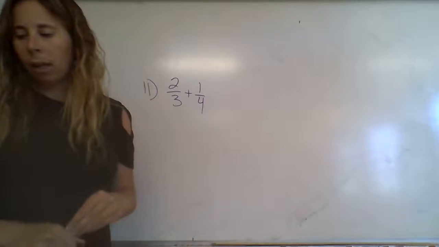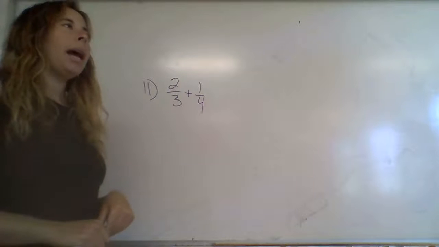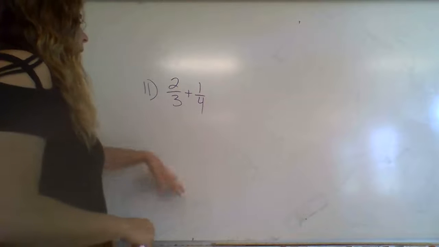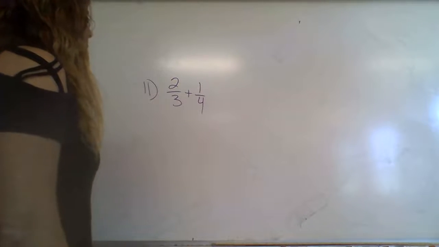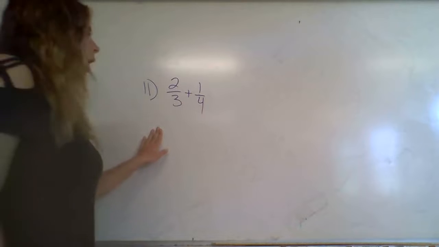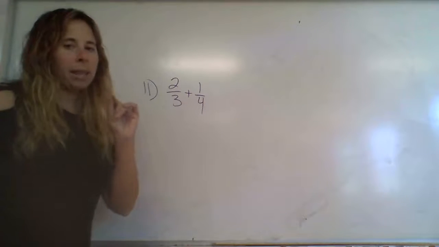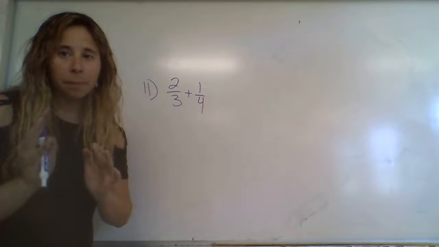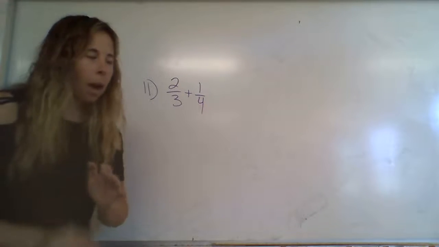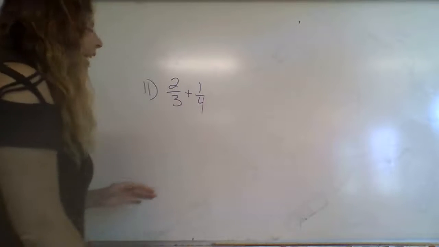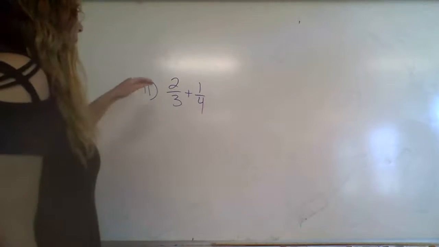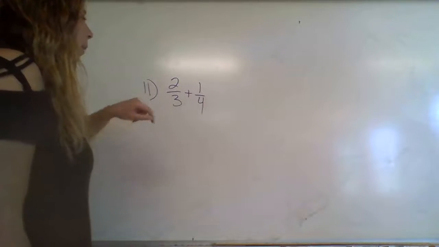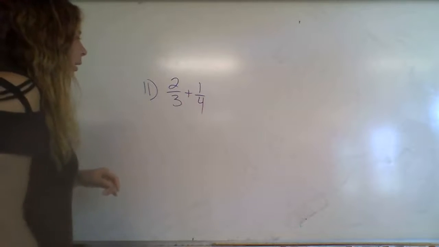Okay, for 9 through 12, you are adding fractions. Yay, fractions! So, this is number 11. Before you add these fractions together, you must find a common denominator. Remember, fractions: your numerator is on top, this is your denominator. All right? So, common denominator.